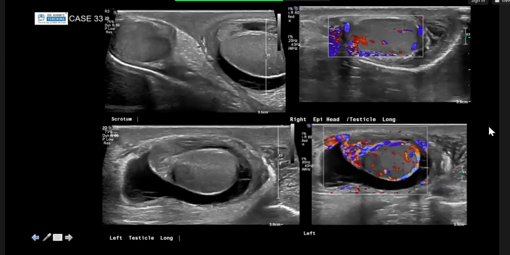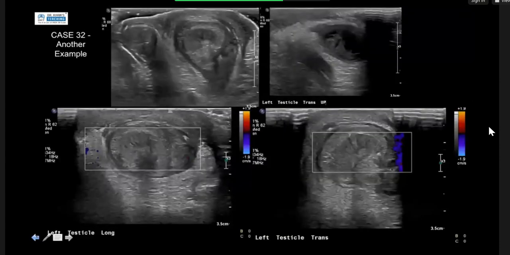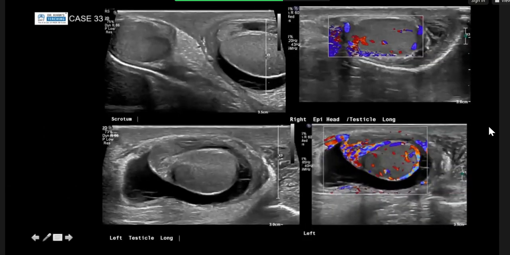So for missed torsions or late findings, let me just go back. You can see that the necrosis is the hypoechoic areas within the testicle. That implies necrosis. And then you can get some hyperechoic areas because of hemorrhage. So if the testis has managed to reperfuse itself, you'll get hemorrhagic infarction of those areas, and then they can be hyperechogenic.